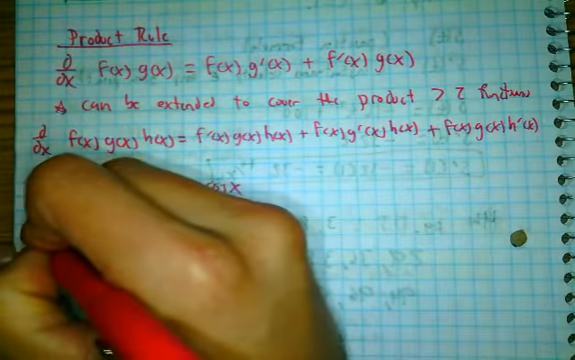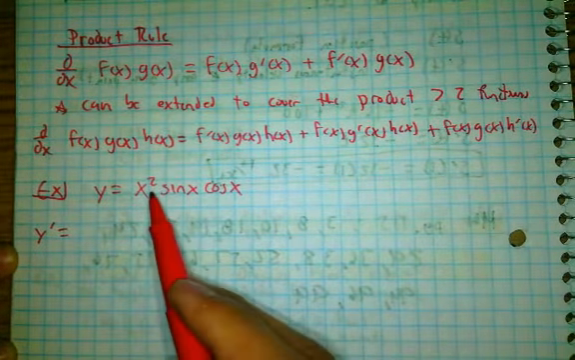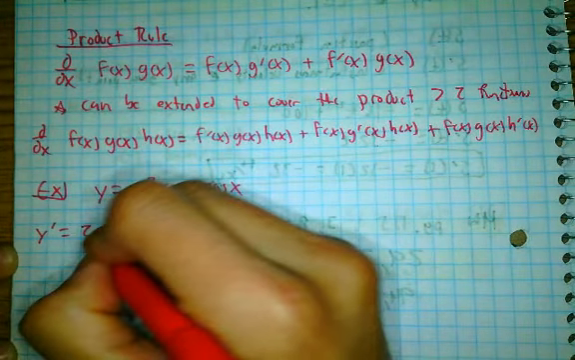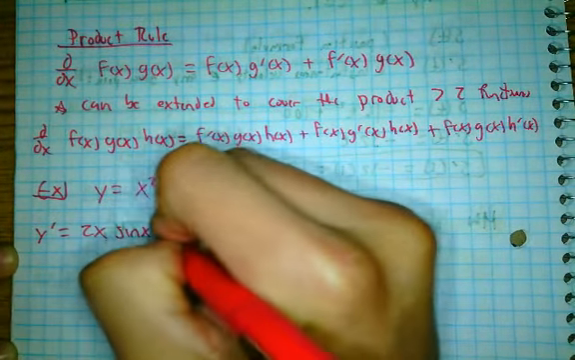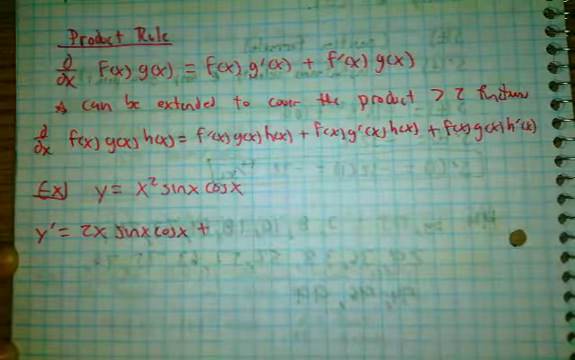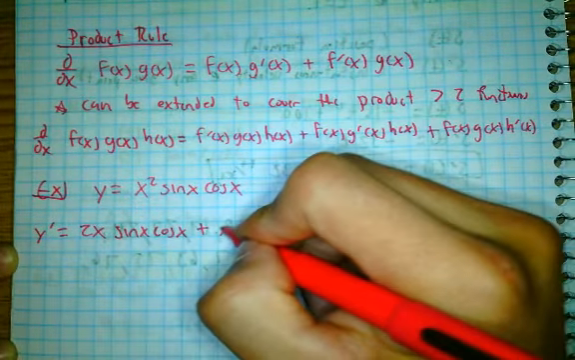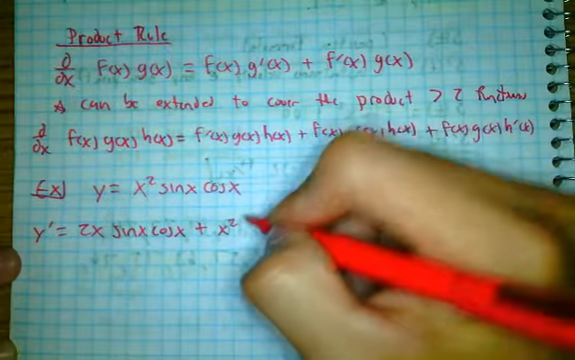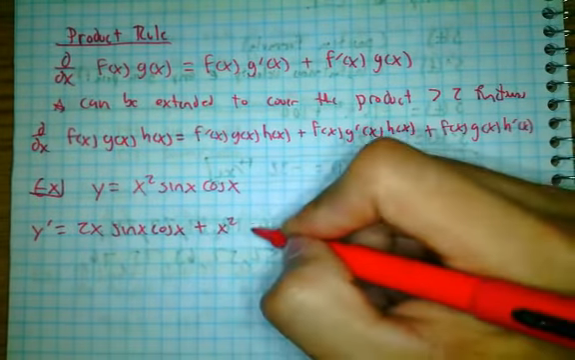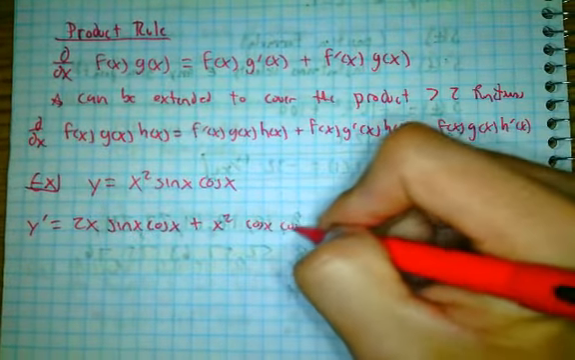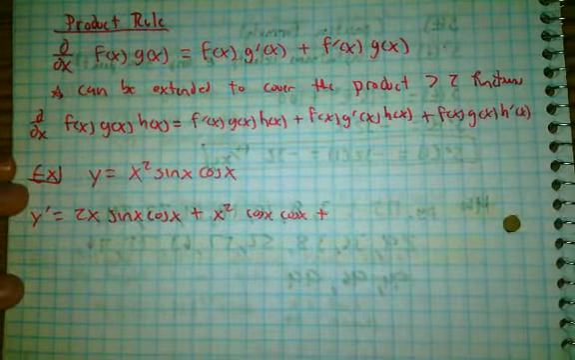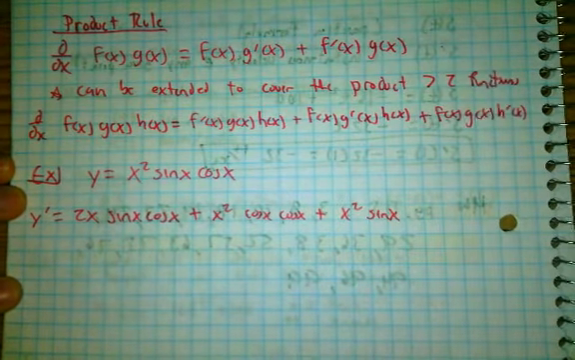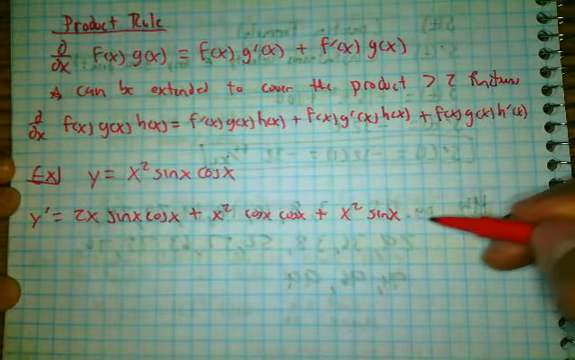So we're going to do the derivative of this, so it's going to be y prime equals, I'm going to take the derivative of the x squared, so the x squared becomes 2x, times sine x cosine x, plus, now I'm going to leave the x squared alone, and I'm going to multiply by the derivative of sine, which is cosine, and then multiply by cosine x, plus, now I'm going to leave the x squared alone, the sine x alone, and multiply by the derivative of cosine x, which is negative sine x.